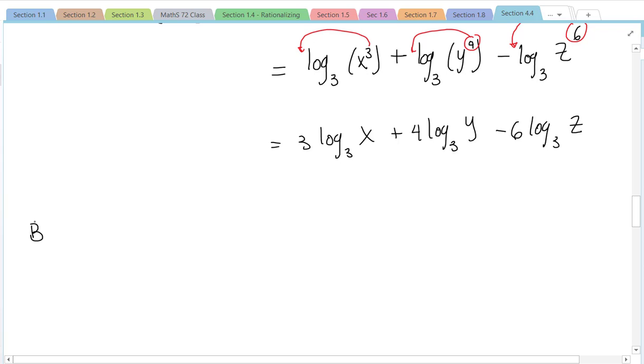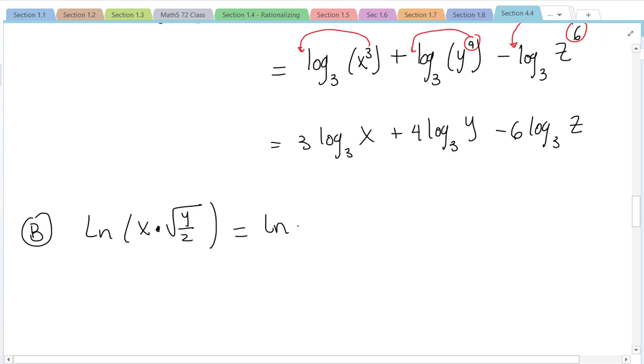What about, maybe we want to expand the natural logarithm of x times the square root of y over 2. So how do we tackle this one? There is a division, but notice that this division is within a power and then after a multiplication. So I'm going to do the multiplication first.